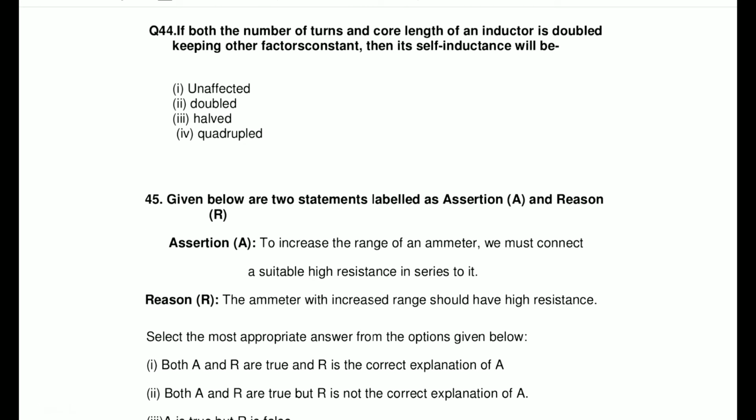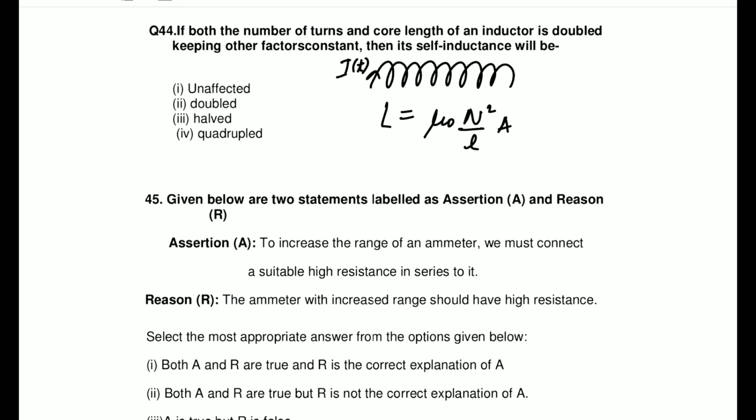Question number 44 is saying: if both the number of turns and the core length of an inductor are doubled, keeping other factors constant, then its self inductance will be. So basically you have a coil through which a varying current I(t) is flowing. Now when that happens, we know the self inductance is given as mu naught times n square upon L times the area. This is the value of self inductance for a simple solenoid.